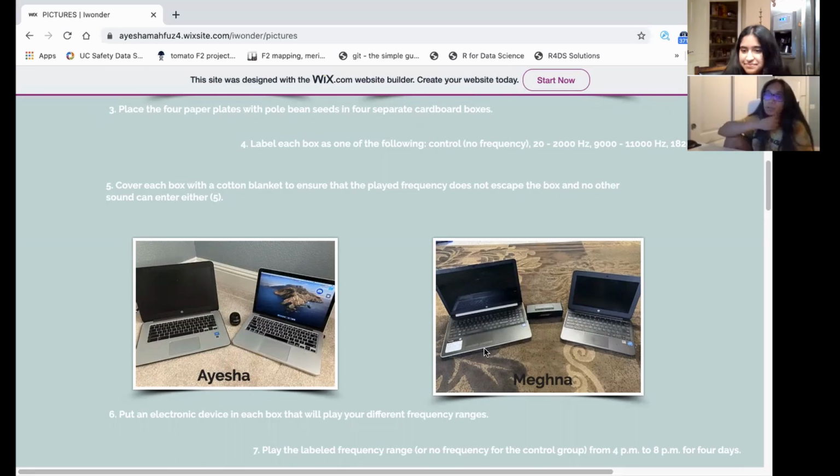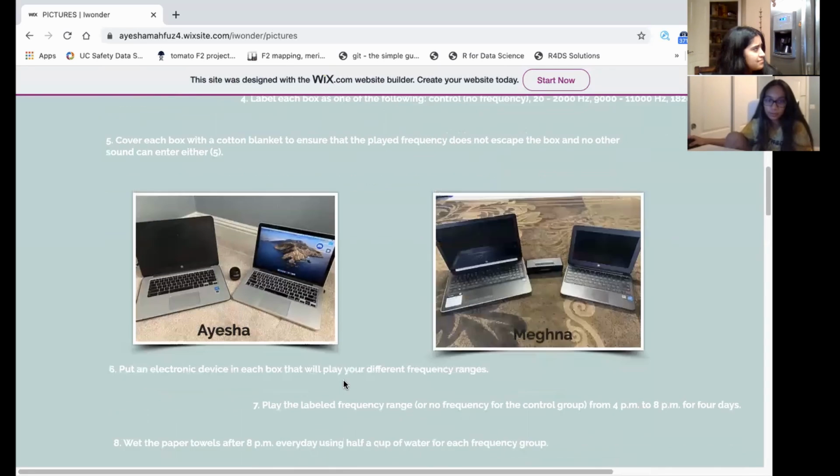And then, as Megna mentioned, each group was put into each cardboard box. So then we had 3 devices because there were 3 treatment groups and the control. In each treatment group, a device was put in, and through this device, we played the labeled frequency. And on the right are Megna's devices, and on the left are my devices.